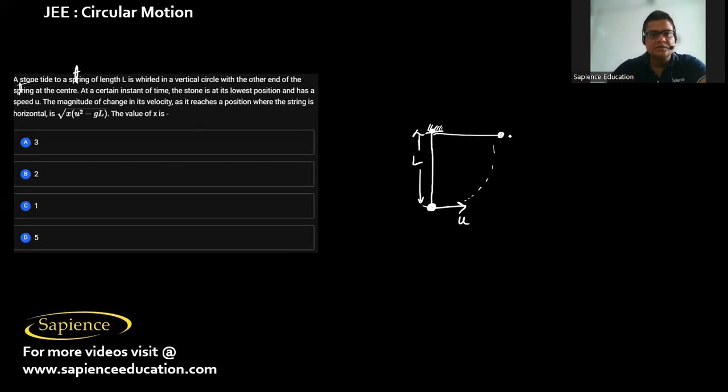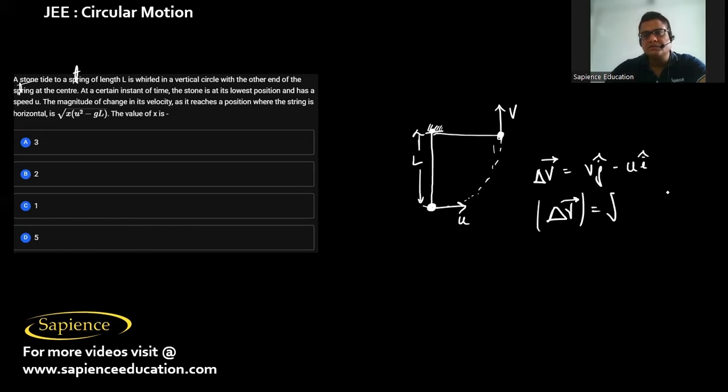So when the string is horizontal, here the velocity is, let's say, v. So then it is along j cap. So the change in the velocity vector is equal to v j cap minus u i cap. So the magnitude of the change in velocity will be equal to square root of u square plus v square. So this has been asked. We have to find it.